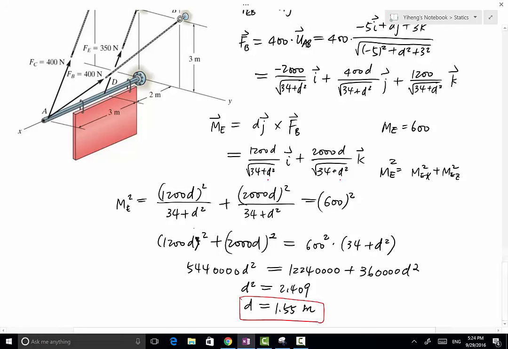So sometimes the problem doesn't necessarily ask for the final force or the final moment. Sometimes it can ask for other things like distance. What you need to remember is that it's not about which unknown you need to solve for. It's about whether the number of unknowns matches the number of equations you have.